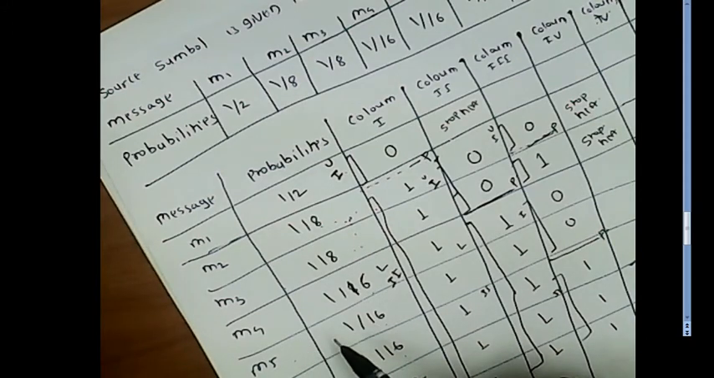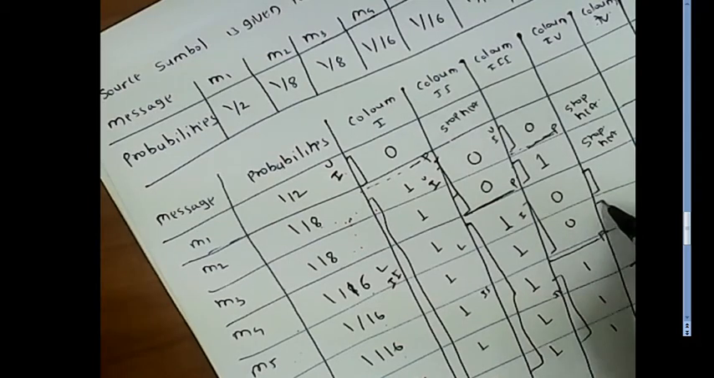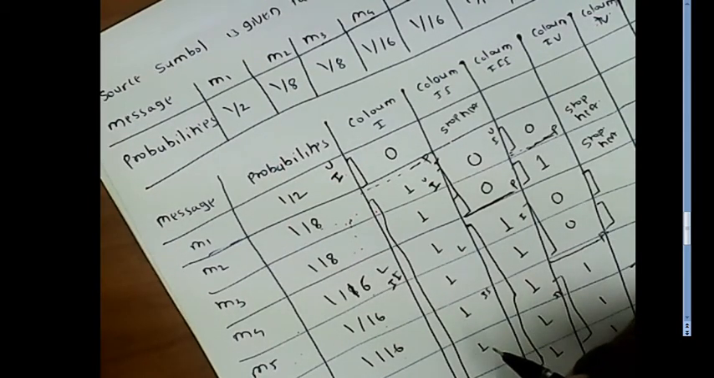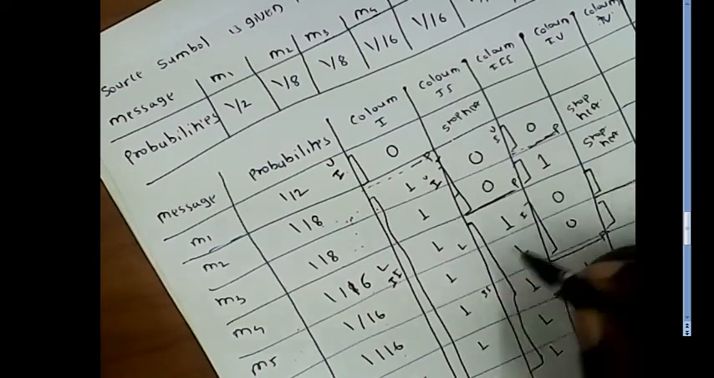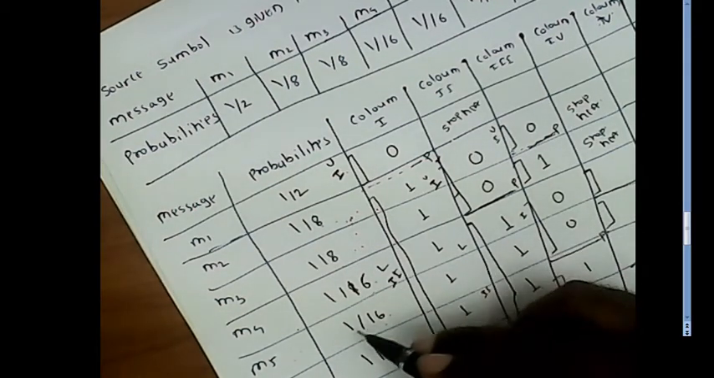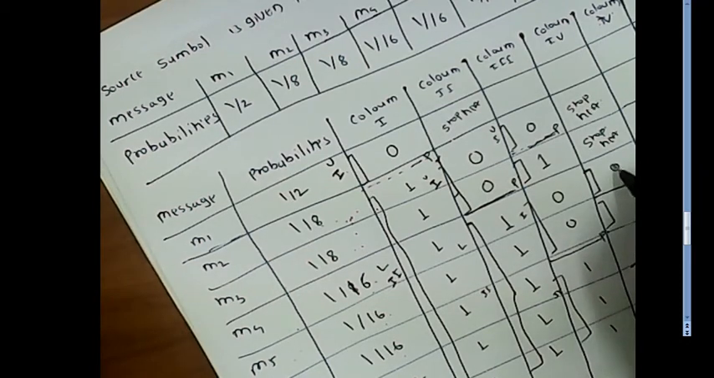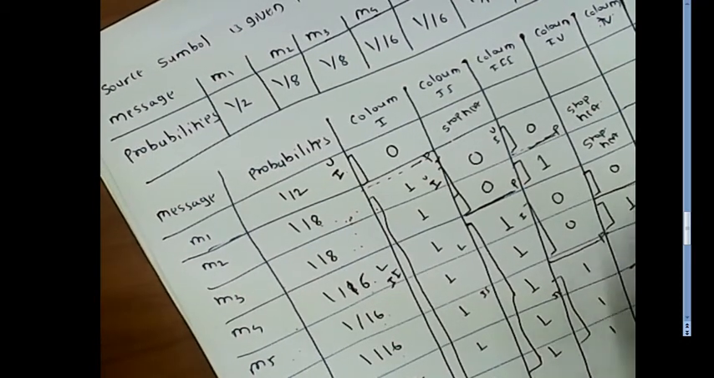Now we consider M4 and M5. So we can take M4 and M5. These are the equal probabilities, two sets, M5 and M6. So we can take a partition here and assign 0, and assign 1 to the other.